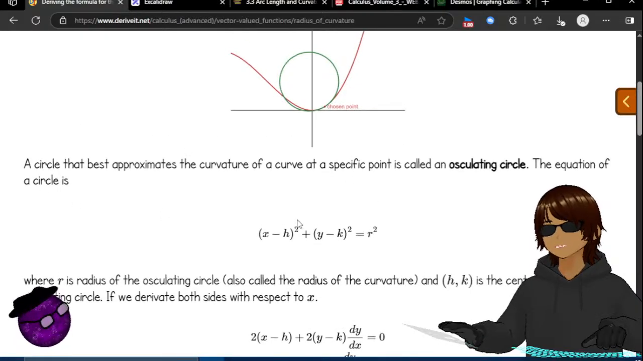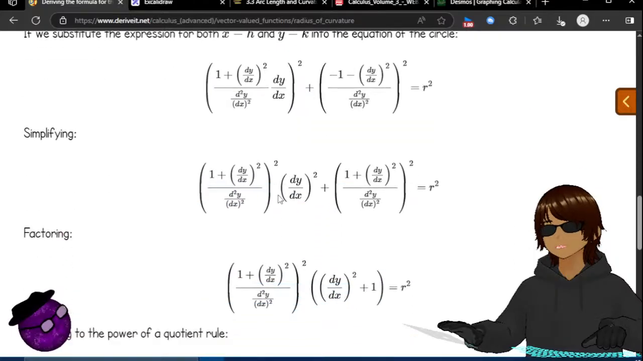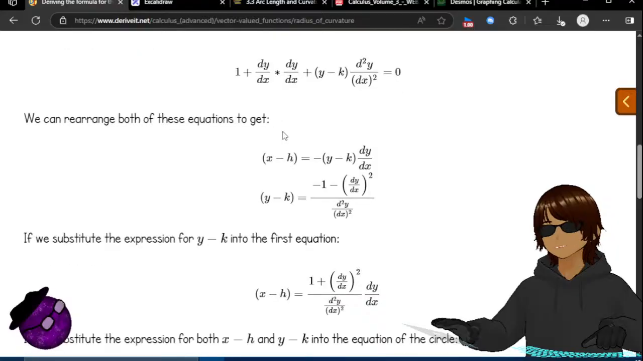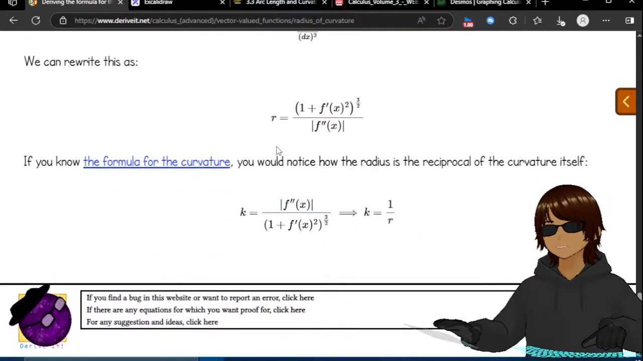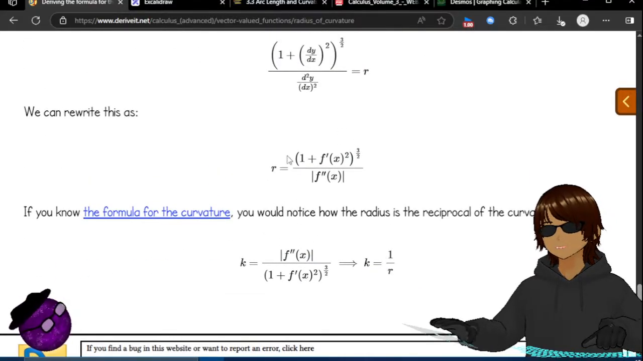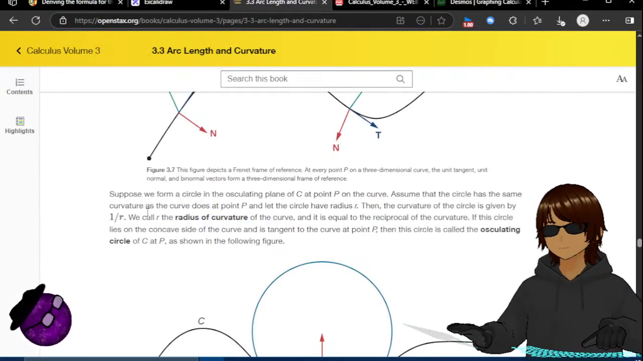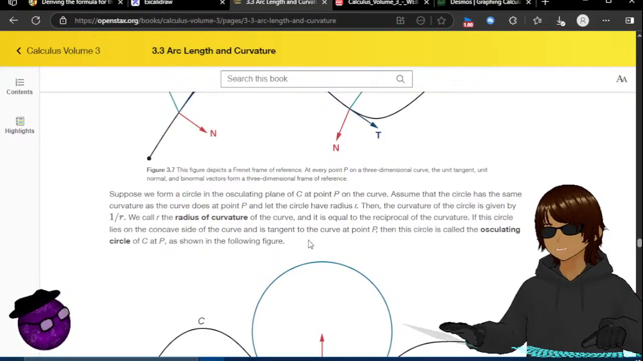The equation of a circle is, okay, so what I proved over here is that for the osculating circle, the radius is defined like this. And basically this is 1 over k, it's like 1 over the curvature. So k is 1 over r. We call r the radius of curvature of the curve and it is equal to the reciprocal of the curvature.